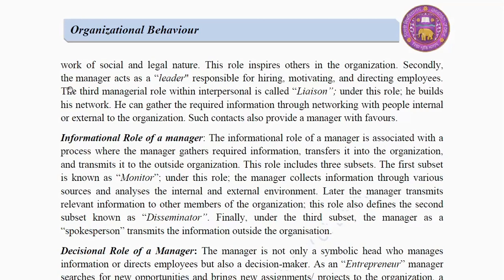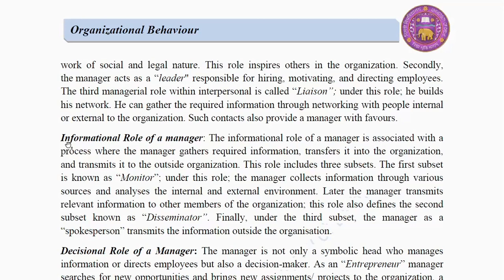Secondly, the manager acts as a leader, responsible for hiring, motivating, directing employees. The third managerial roles within interpersonal is called liaison. Under this role, he builds his network. He can gather the required information through networking with people, internal or external to the organization. Such contacts also provide a manager with favors.